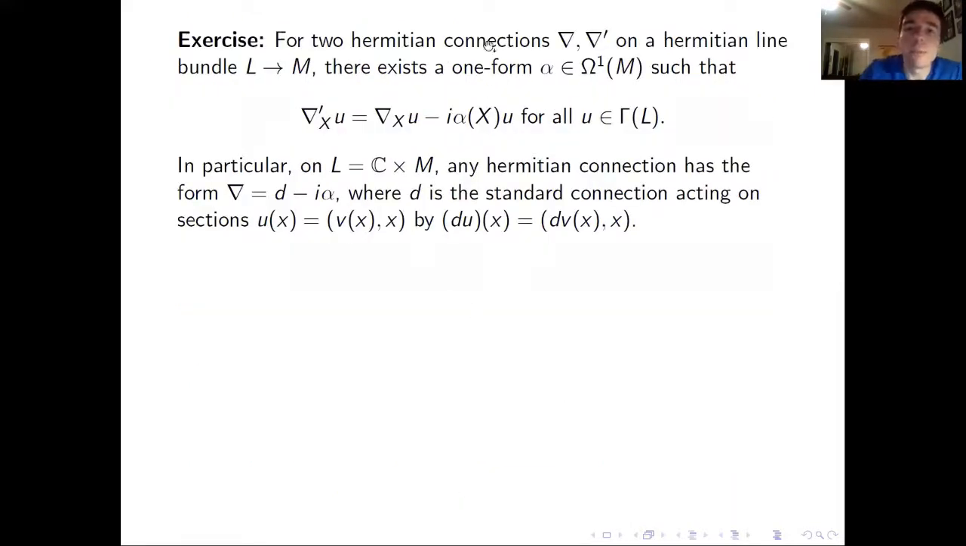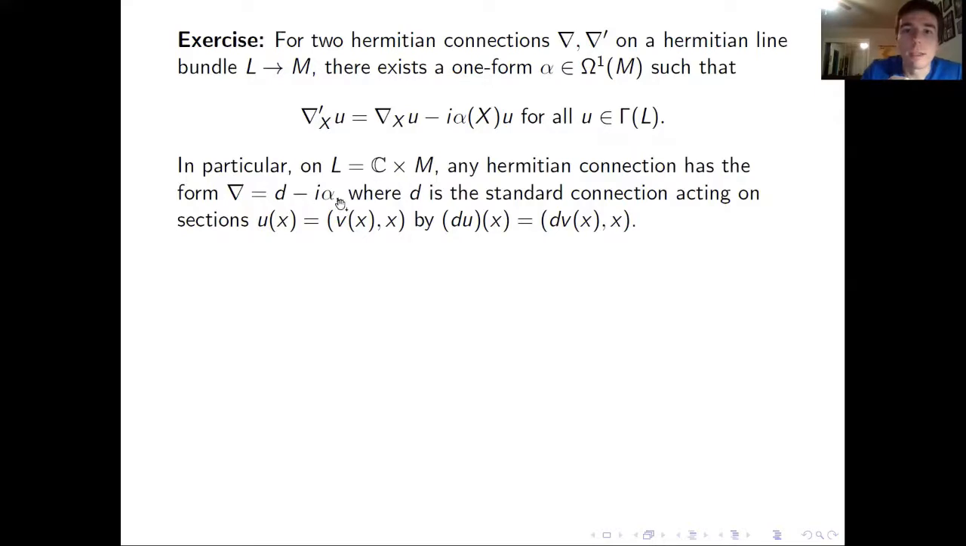So an exercise: for two Hermitian connections, nabla and nabla prime, on a Hermitian line bundle, there exists a one-form alpha such that nabla prime differs from nabla by minus i times alpha. So that is nabla prime x u is nabla x u minus i times alpha of x, so this one-form eating that vector, times u for all sections u. So in particular, the space of Hermitian connections looks just like a single Hermitian connection and then varying by some one-form, okay? And if we're looking at the trivial bundle, then all Hermitian connections just have the form d minus i alpha, where alpha is a one-form.